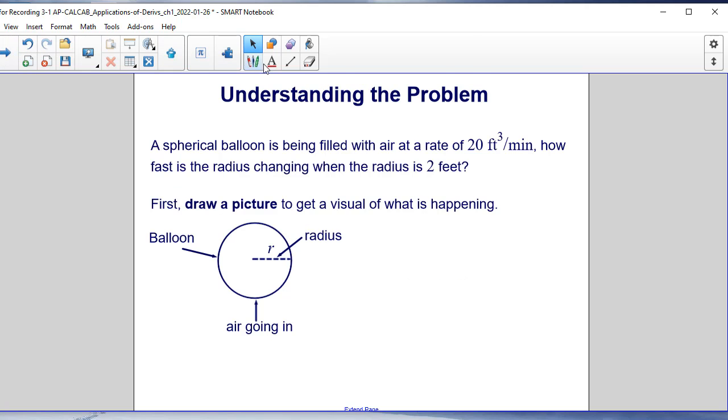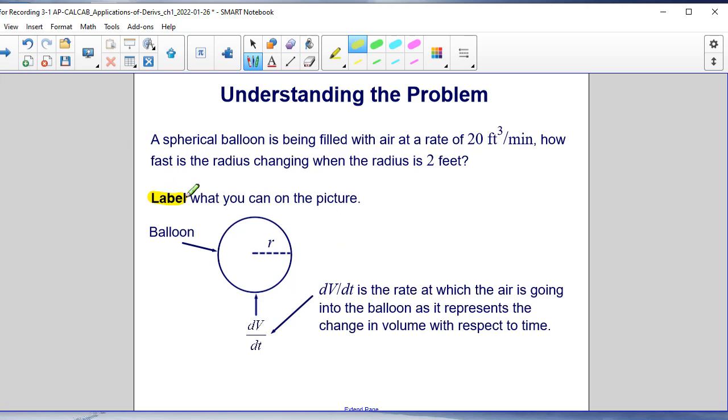It's often helpful to draw a picture just to get a visual of what's going on. So if we draw the picture, we're going to treat the balloon as a sphere, a three-dimensional ball. The radius will be the distance from the center point of the balloon all the way around, and we have the air going in. Next, we're going to label the picture with what information we can. So the air going into the balloon is changing the volume. So that's going to be denoted as dV/dt. dV/dt is the rate at which the air is going into the balloon, as it represents the change in volume with respect to time.